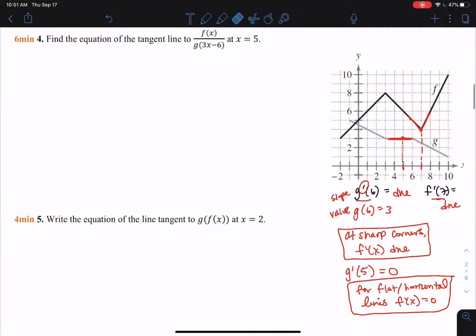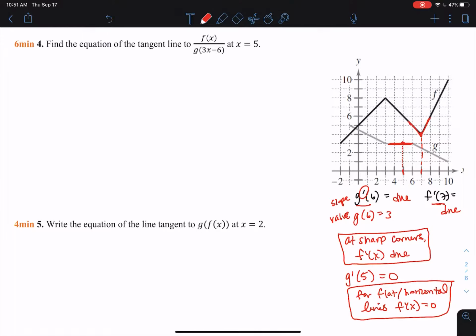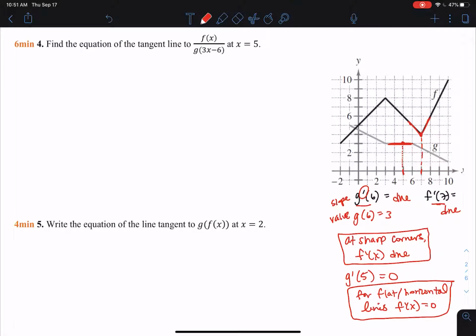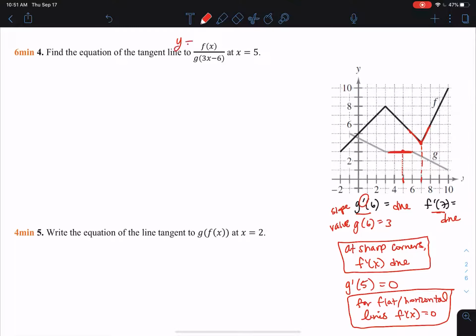Okay, let's continue though our work with number 4. Now number 4 is a good problem. It's a little bit tricky. It says, find the equation of the tangent line to this expression. Ooh, if I have an expression, what are we missing? We're missing a left-hand side. Write it in, y equals. Now we have a left-hand side.